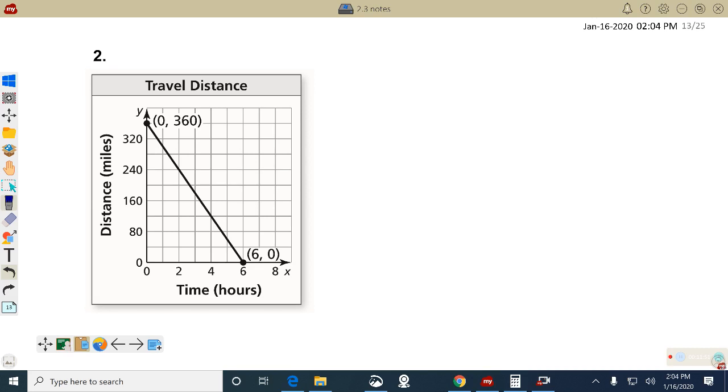How is that possible? I thought the more time you travel, the more miles increase. Why would miles be decreasing as time increases? What kind of situation would involve that? You're getting closer to your destination. The distance to your destination is decreasing the more hours you drive. Or the object is coming towards you, so the distance between you and the object is decreasing. Either way.